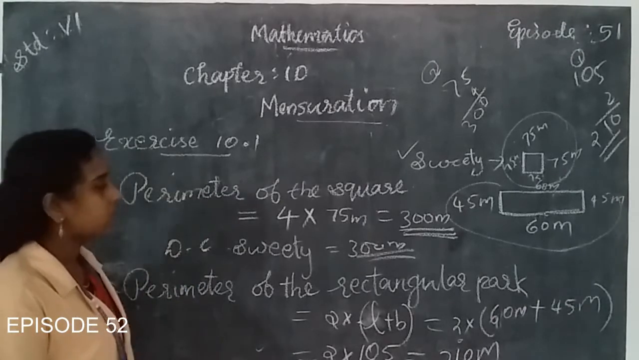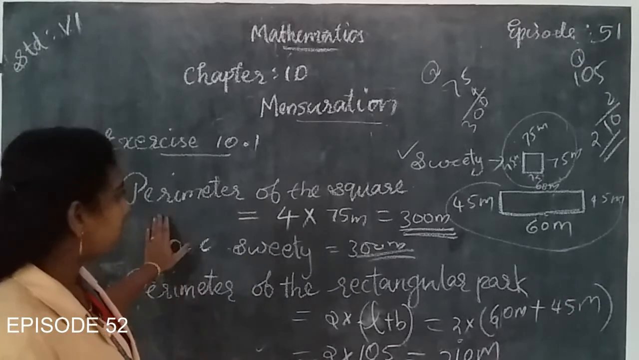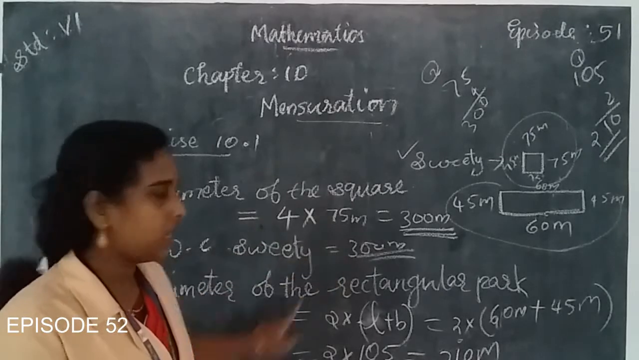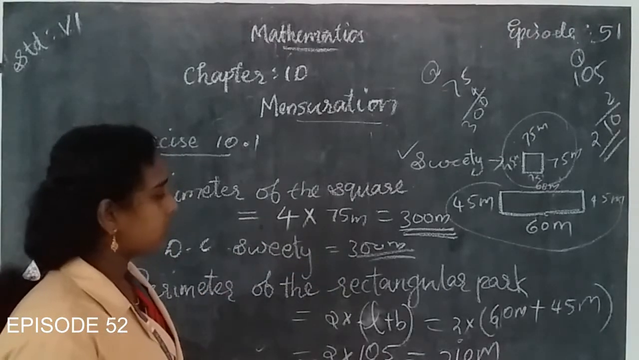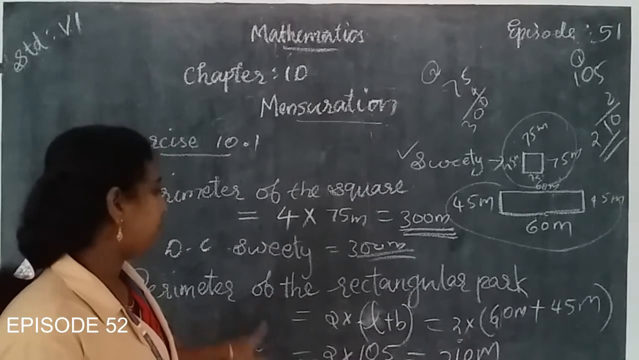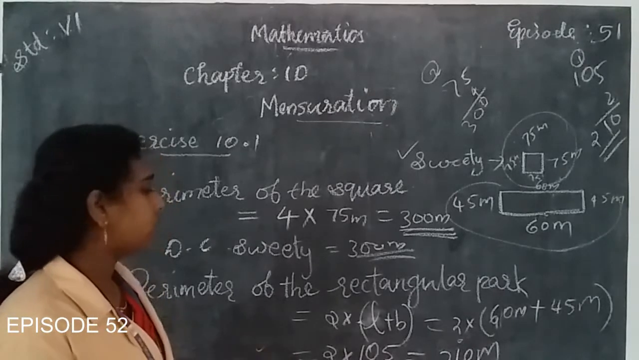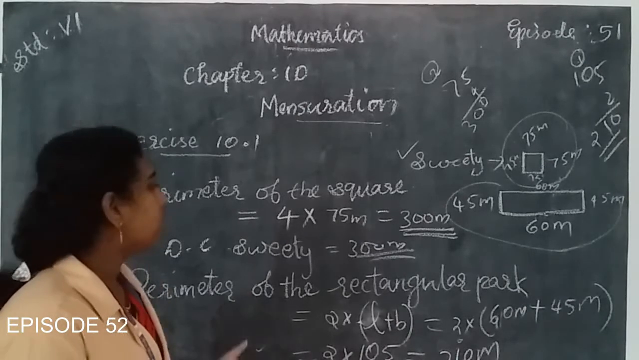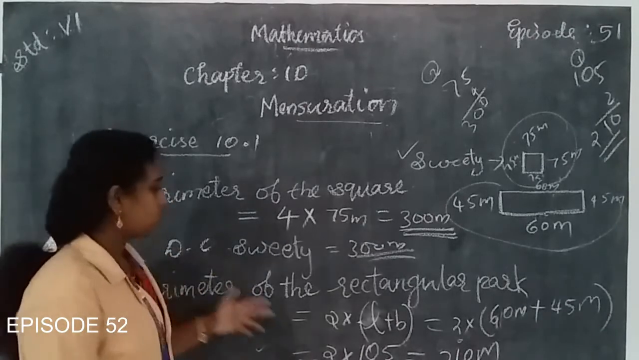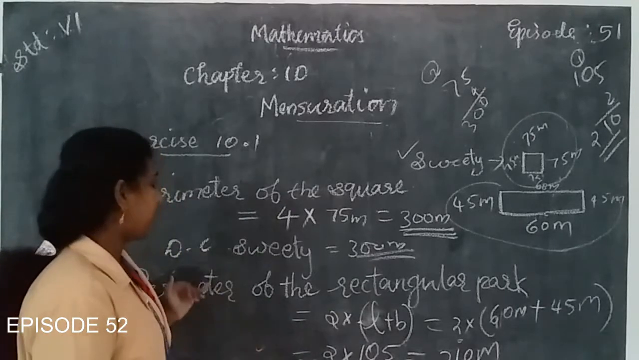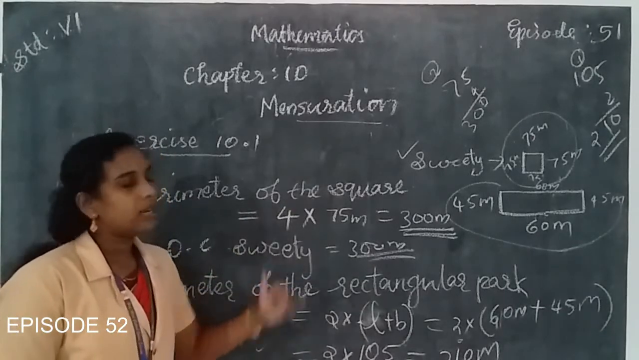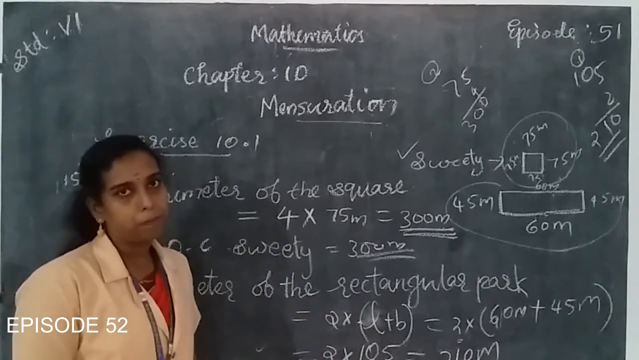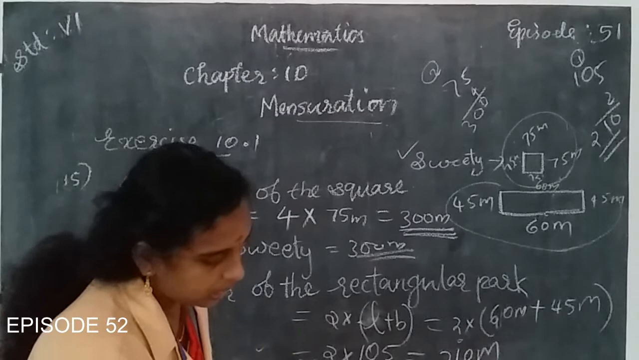Okay, so first you find the perimeter of the square, then you get the distance covered by Sweetie. Then you find the distance covered by Bulbul. Find the perimeter of the rectangular path, then we get 210. It is the distance covered by Bulbul. Then we compare these two distances. We get that Bulbul covers less distance than Sweetie. Okay, so the next question.